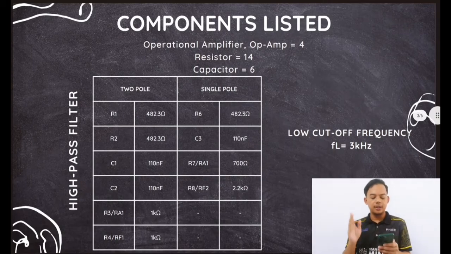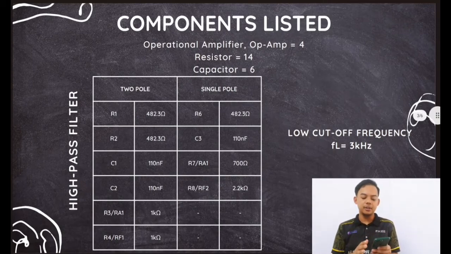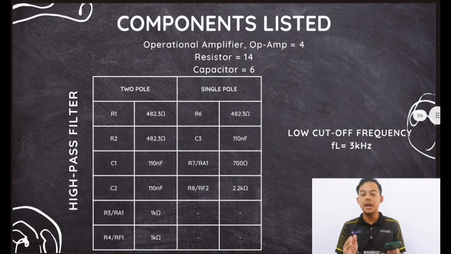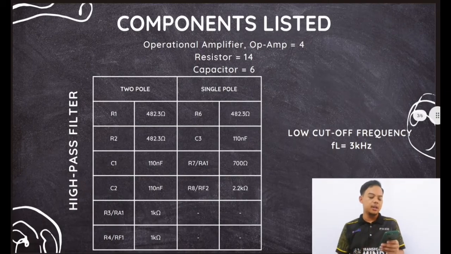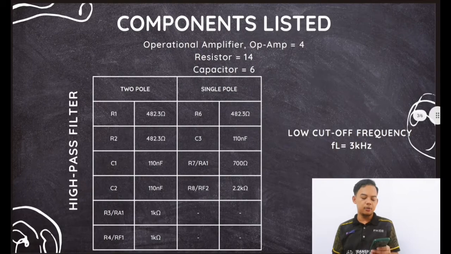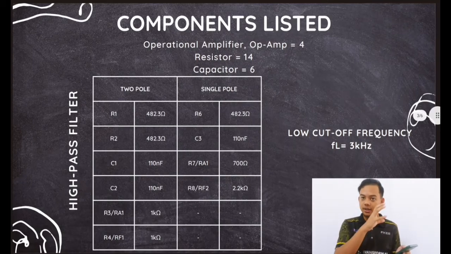So for the 2 pole, we use R1 482.3 ohm based on the calculation given. R2 uses the same 482.3 ohm, and the capacitor for both is 110 nanofarad. And R3 and R4, which is RA1 or RF, we use 1 kilo ohm. So that is the 2 pole.